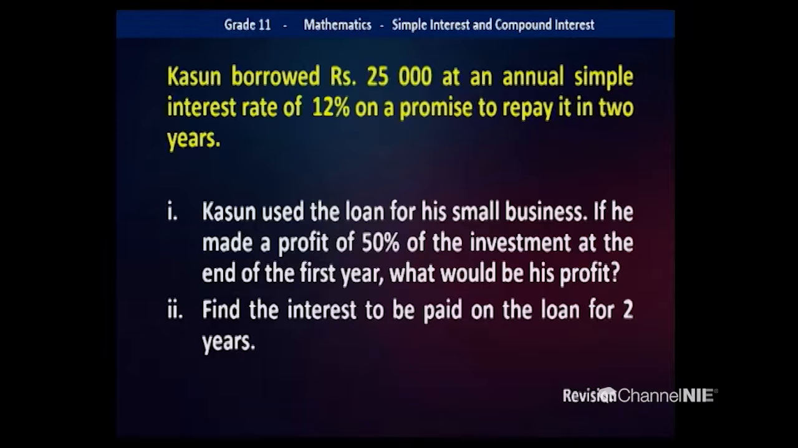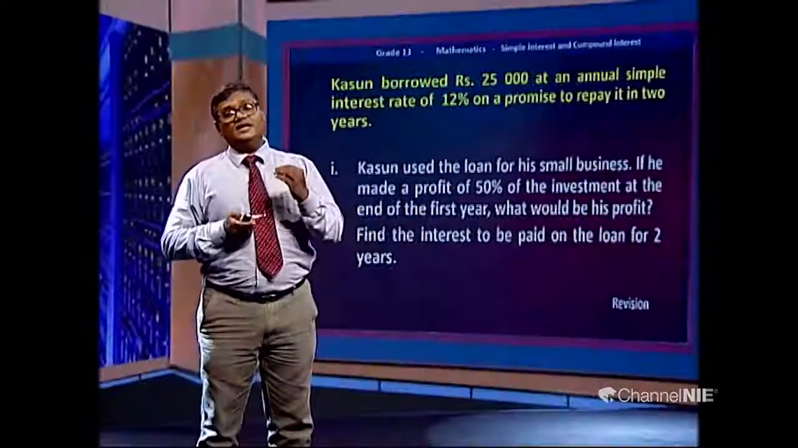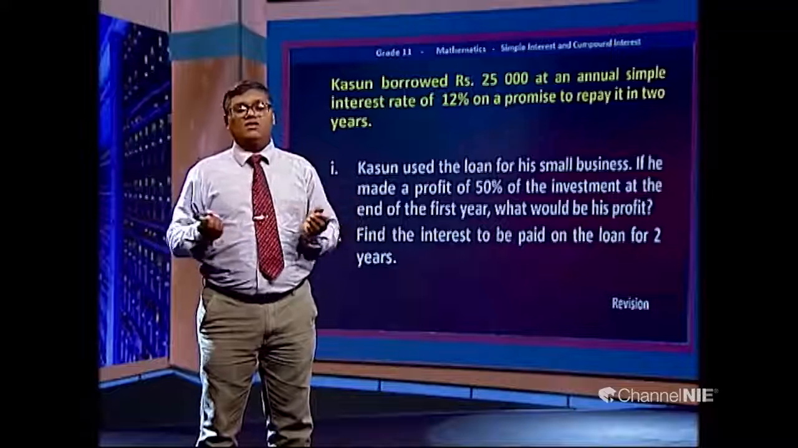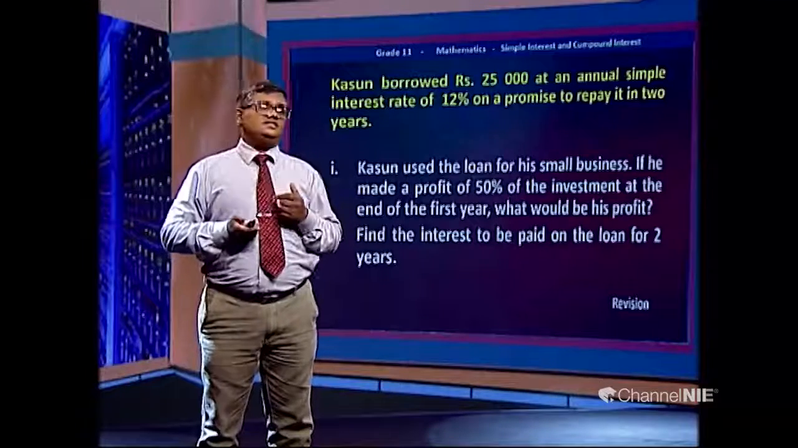If he made a profit of 50% of the investment at the end of the first year, what would be his profit? Now this person obtained a loan of 25,000. For what did he invest that? He used that amount for his business. From the business, he received 50% income or profit. Then, second part, find the interest to be paid on the loan for 2 years. Then he has to pay the interest for the loan. Until settling the loan, he has to go on paying interest.